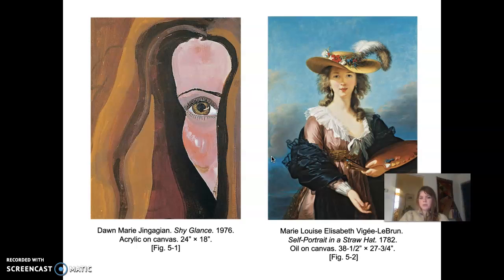And Shy Glance, maybe some people might think it's a little bit more unique. The composition of the piece is definitely unique, with the eye peering out from this curtain of hair. It's just arranged in a very unique way, and it's obvious the painter does not have very much formal training in painting. So what we find appealing in a piece of art is definitely dependent on what we are looking for personally.